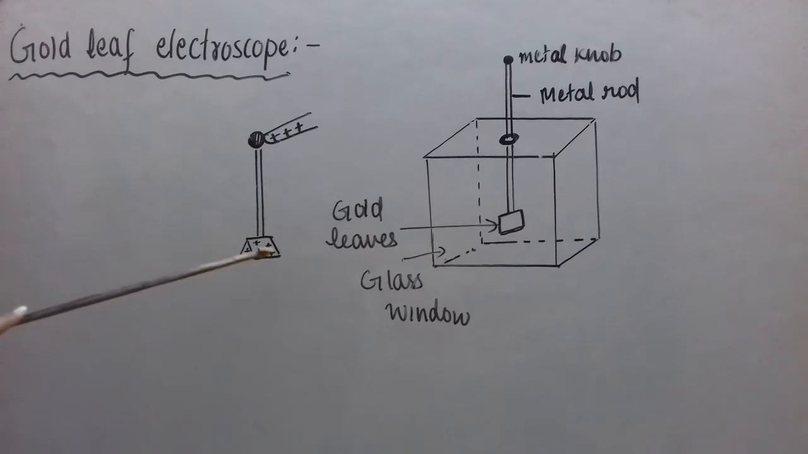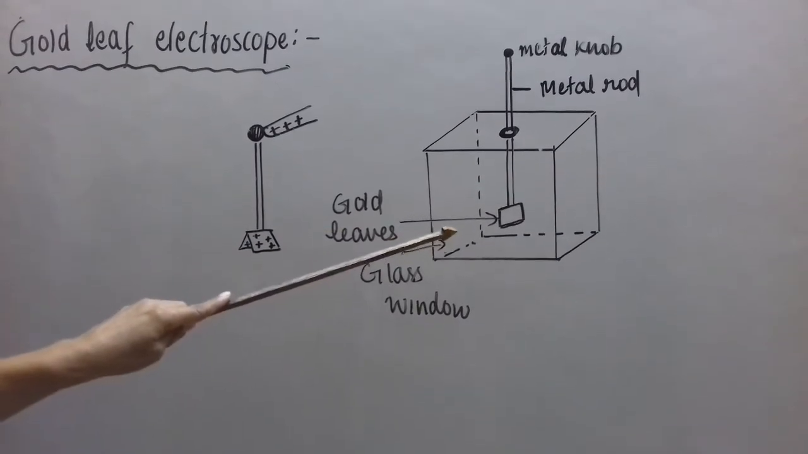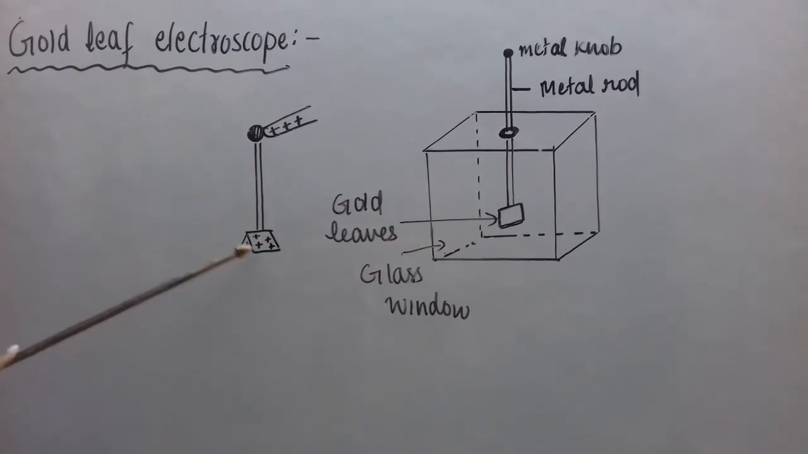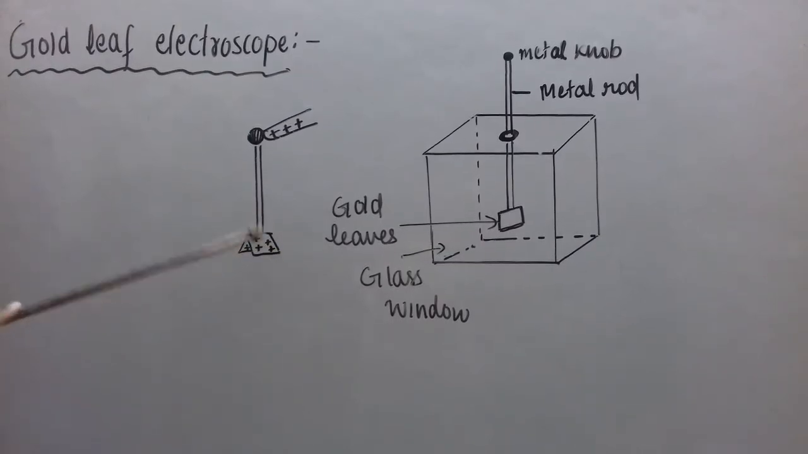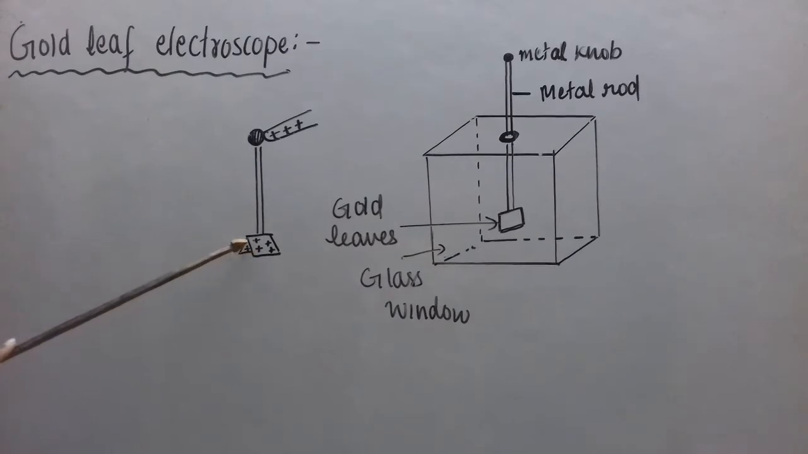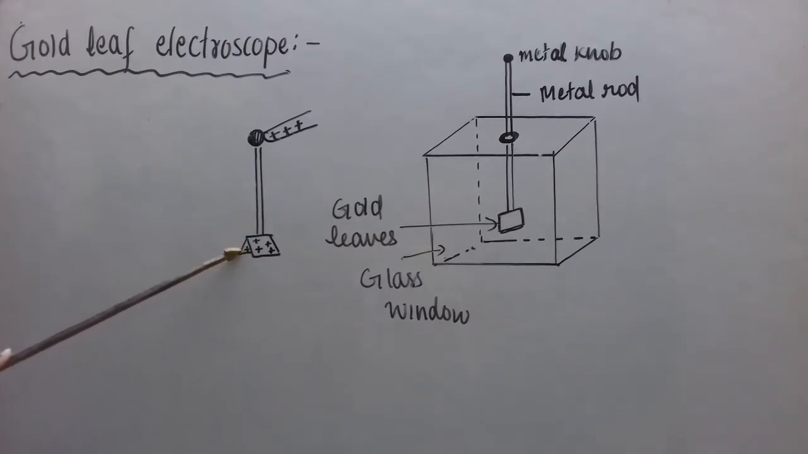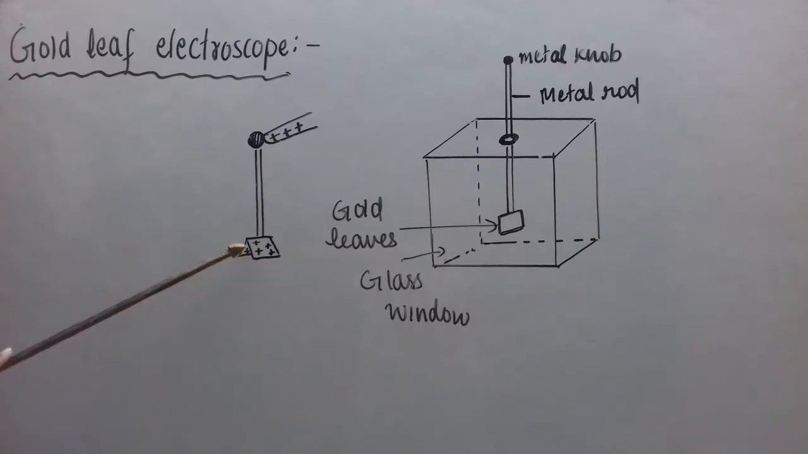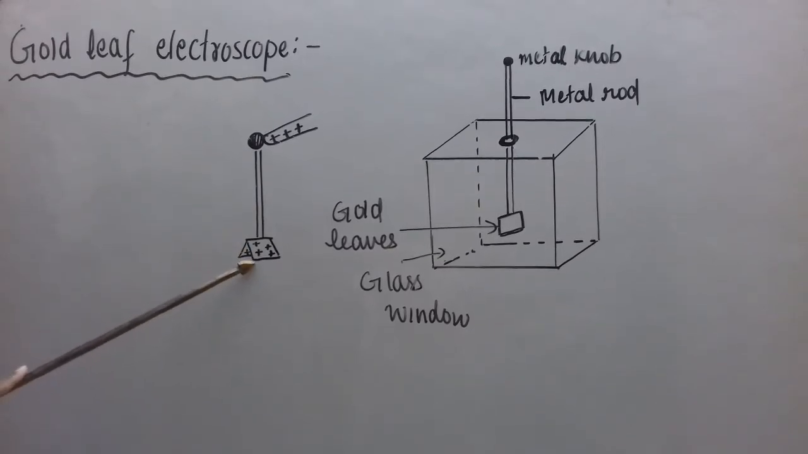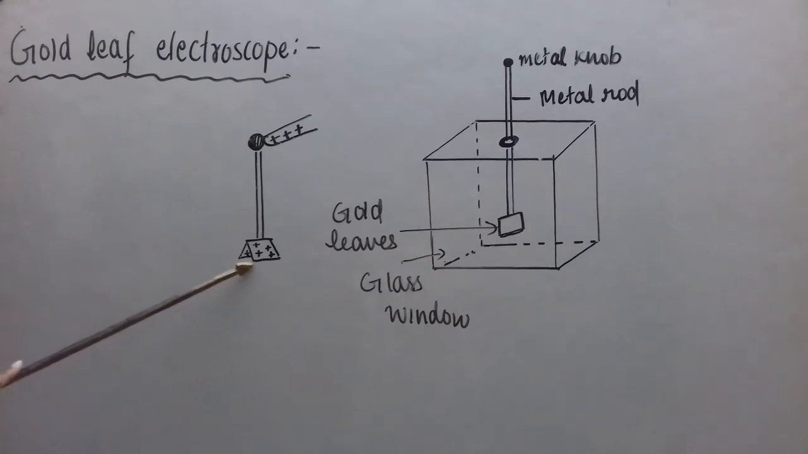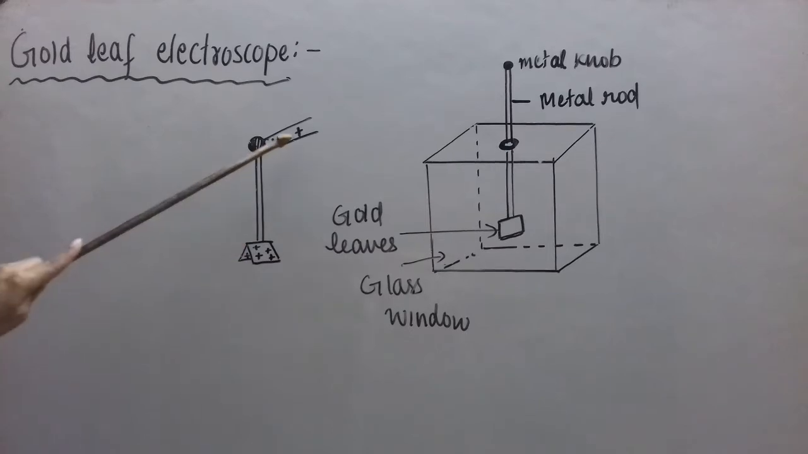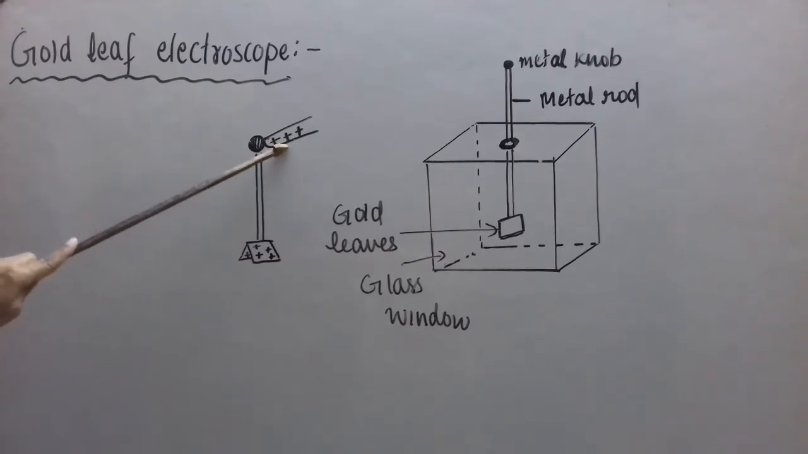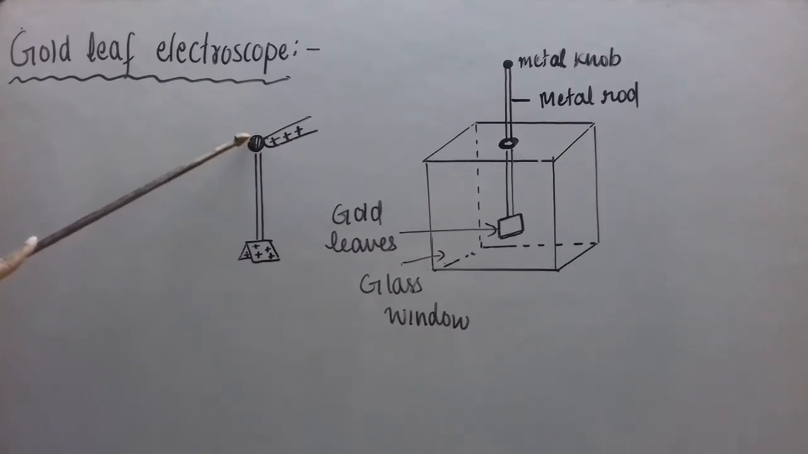The leaves which are initially very close or in contact will move apart, because as the positive charge reaches there and gets evenly distributed, the two leaves are now positively charged. As per the property of like charges, they will repel, and there will be divergence between the two leaves. Okay, this is the case when it is positive charge. Even if we have a negatively charged plastic rod, if we place it in contact with the metal knob, what will happen?